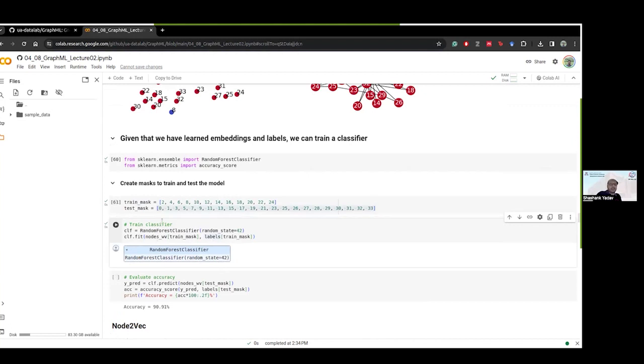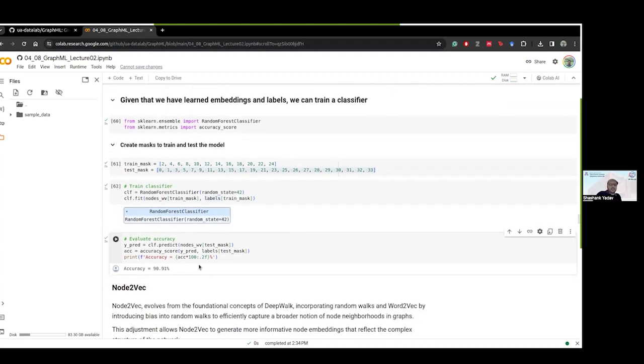And since we already have the ground truth labels, we can compare how the prediction based on the DeepWalk model compares to the actual ground truth label. Once we run this, we see that it has a good accuracy, like 90% accuracy, showing the power of this kind of formulation.